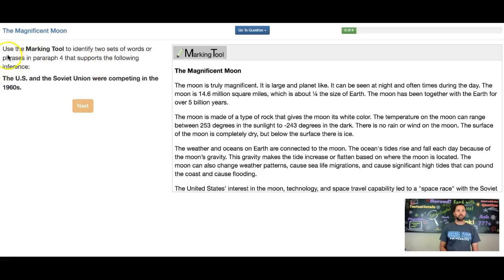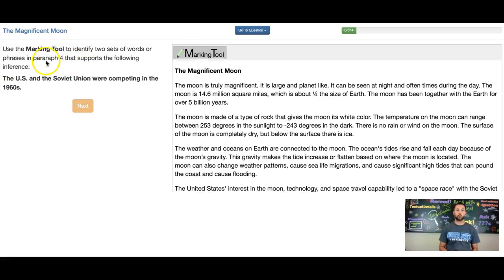Let's start with the question. Use the marking tool to identify two sets of words or phrases in paragraph 4 that supports the following inference. The US and the Soviet Union were competing in the 1960s. Okay, there's a couple of things that we really need to pay attention to.